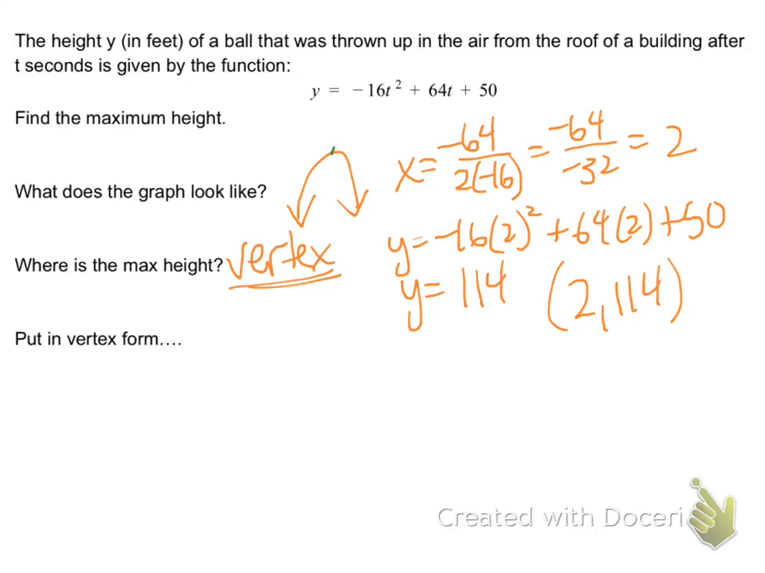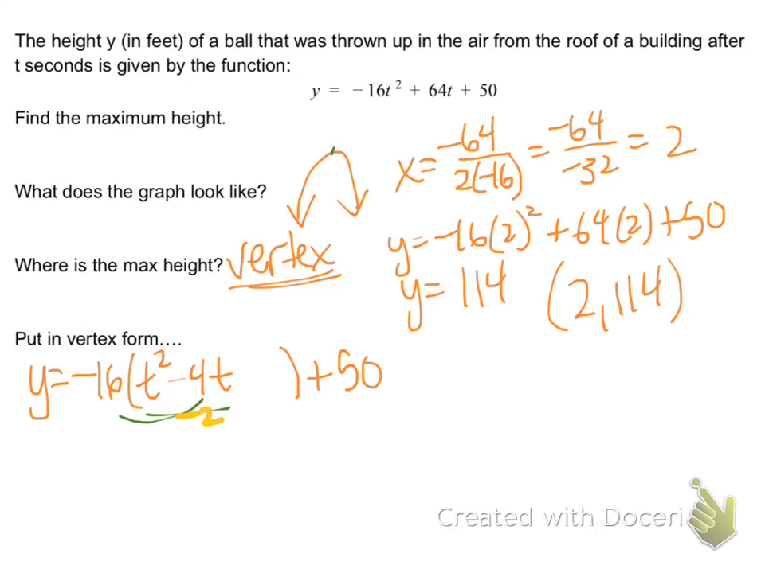Now let's put this in vertex form by completing the square. So again, I need to take that negative 16 out of the picture. I need just the t squared and the minus 4t, because if I factor negative 16 out, negative 16 times negative 4 would give me that positive 64. And again, the 50 I don't need, so it's outside of the parentheses.